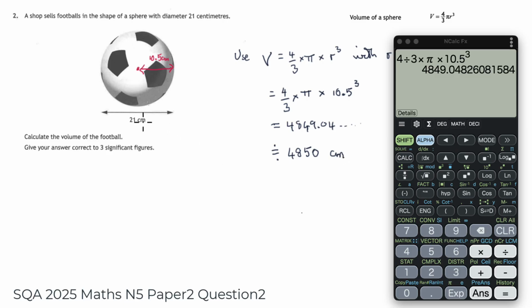Measurements, lengths are in centimetres, volume will be in centimetres cubed. I better say what we've done to that number. It's to 3 significant figures. So there we go. The volume of that football, 4,850 cubic centimetres to 3 significant figures.